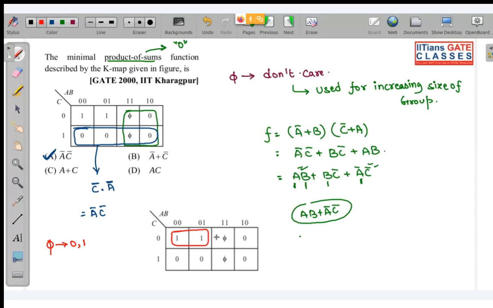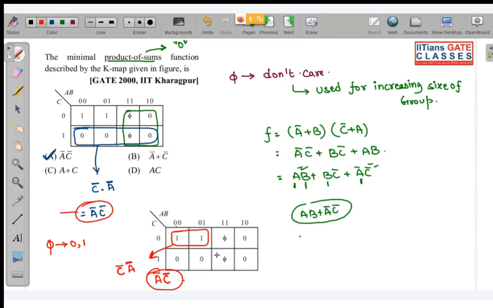If there is no possibility of increasing the group size by including don't care, you are never going to make a separate group for don't care. So if I write the minterm for this group, c equal to 0 is common, so c complement, and over here a equal to 0 is common, so that is a complement. So the minterm is a complement c complement. You can see the SOP and the POS are the same. I have already told you SOP and POS are basically the same way of representing a Boolean function.